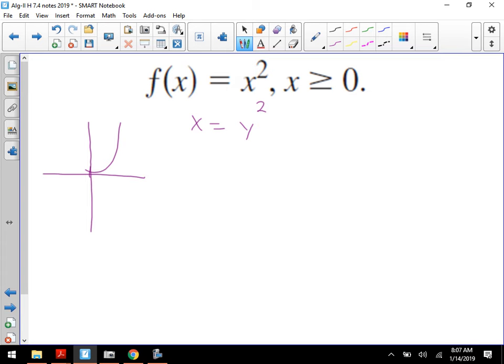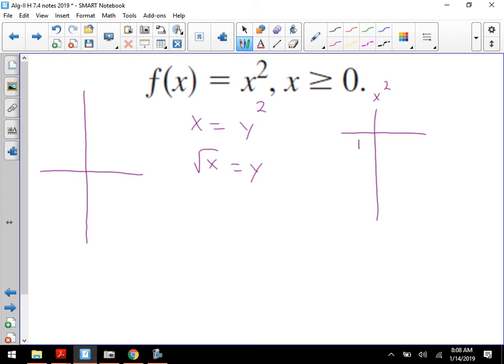So I'm flip-flopping x and y here. Solve for y, what do I have to do? Square root. But remember, it wants only positive values of x. So I'm just going to do the square root of x equals y. Now, think about what that graph looked like. If we just pick really easy values to work with, for the original one, let's do 0, 1, 2, and 3.